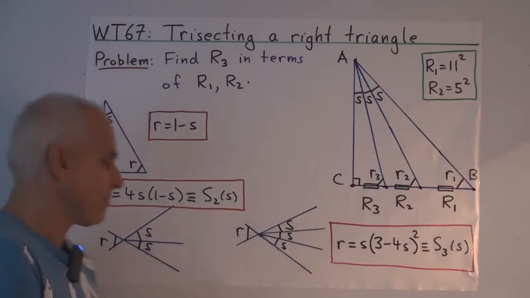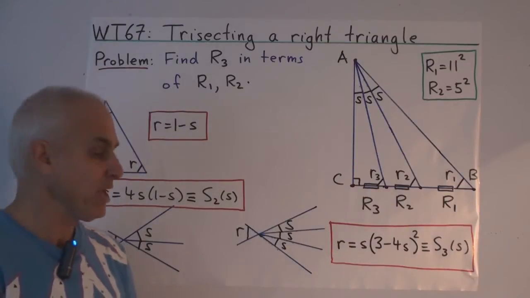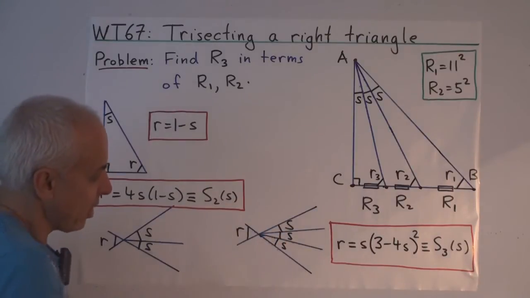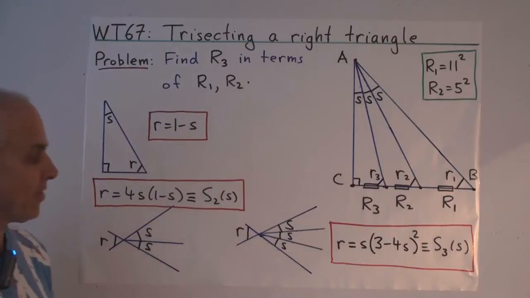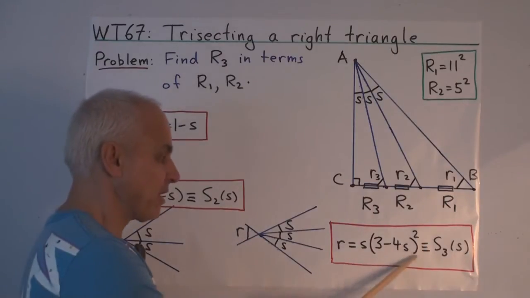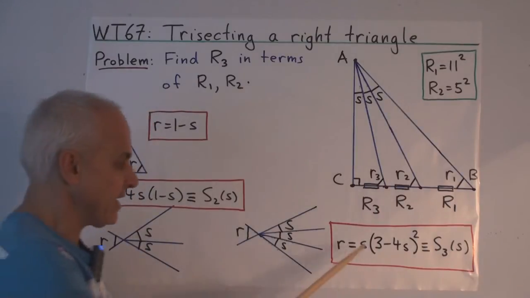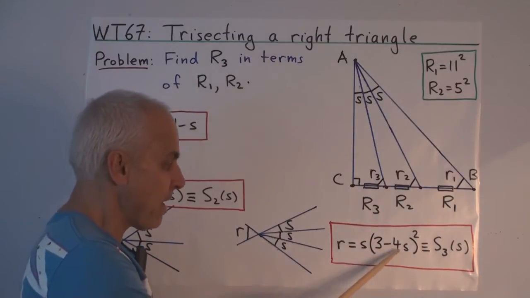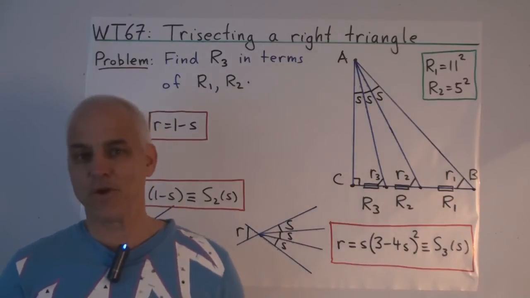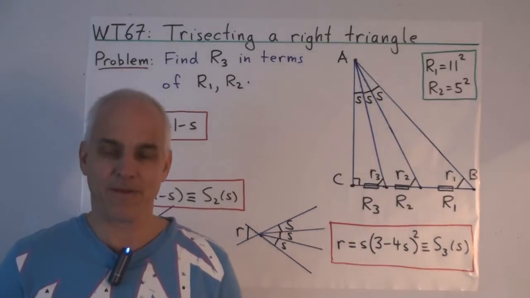And there's also a version of that for 3 equal spreads. So if these 2 lines here are trisected, so we have 3 equal spreads S, then the cumulative spread R is this particular function of S. It's S times 3 minus 4S all squared. That's the third spread polynomial.